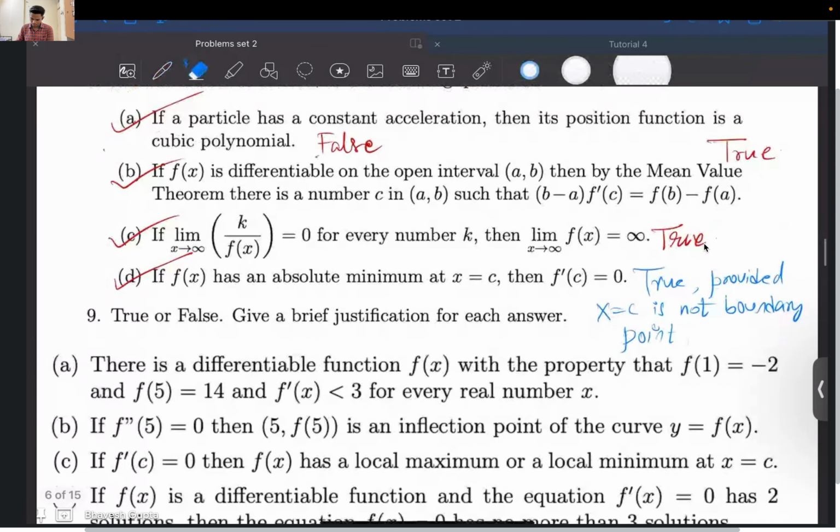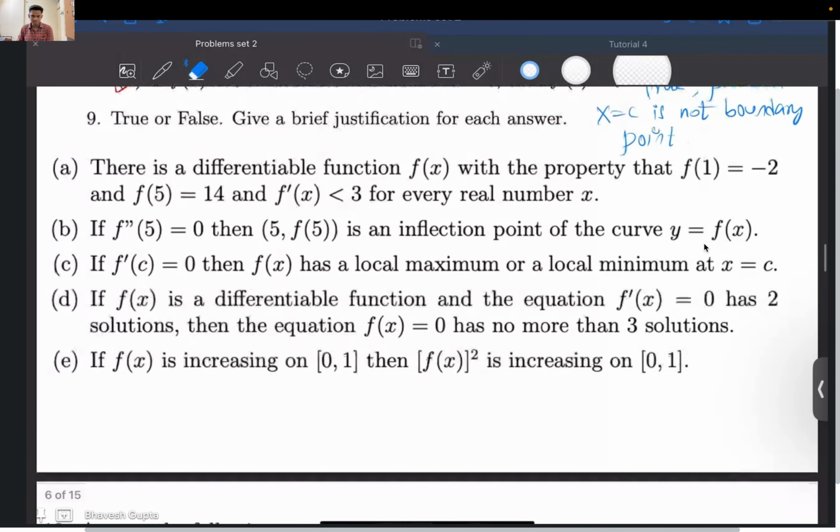Okay, so let's go to the next part, that is the 9th. Basically again we have to say whether this statement is true or false, and justify it with a brief answer, like why is it true, why is it false. Okay, so part A basically tells you that there is a differentiable function f of x with the property that f of 1 is minus 2 and f of 5 is 14 and f dash x is less than 3 for every real number.